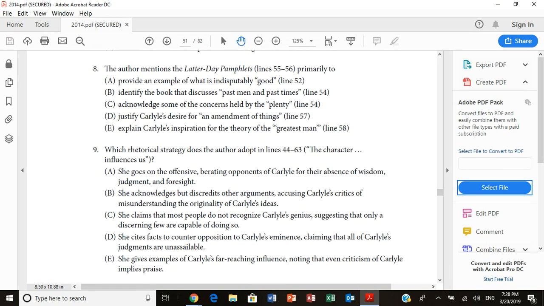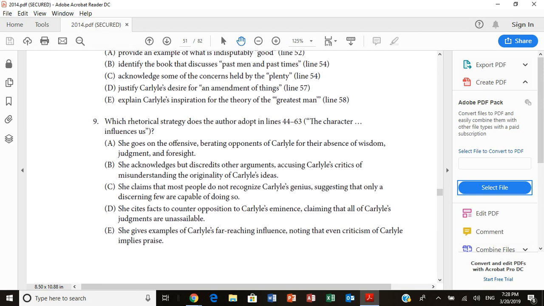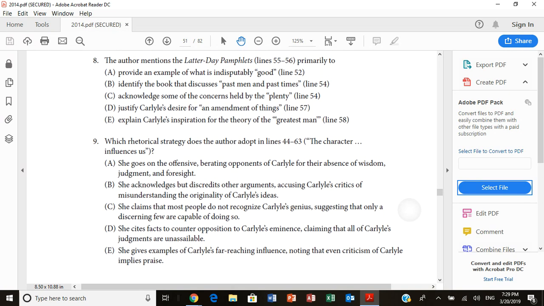Number 8. The author mentions the latter-day pamphlets, lines 55 to 56, primarily to, okay, what is the purpose of that? Provide an example of what is undisputably good? No, remember we talked about the plenty you're going to disagree with it? That means plenty of individual people don't like it, so that can't be right. Identify the book that discusses past men and past times? No, that was the next example that did that. Acknowledge some of the concerns held by the plenty? Yeah, that's exactly right. So plenty of people don't like that work. Justify Carlyle's desire for an amendment of things? No. Explain Carlyle's inspiration for the theory of the greatest man? That wasn't even in that. Okay, so clearly the best answer is C here.